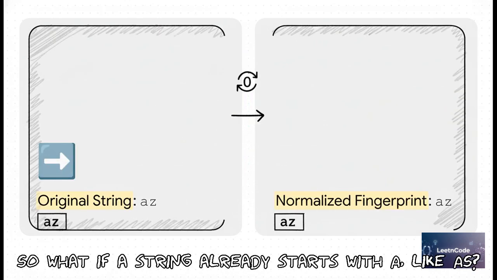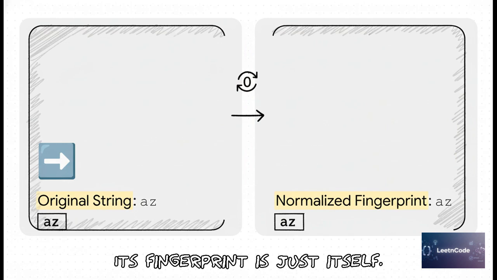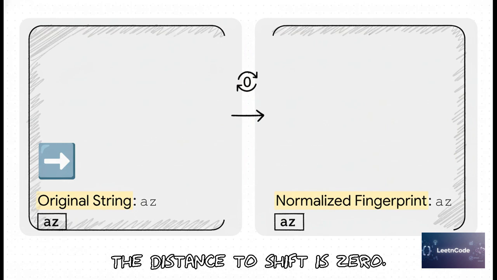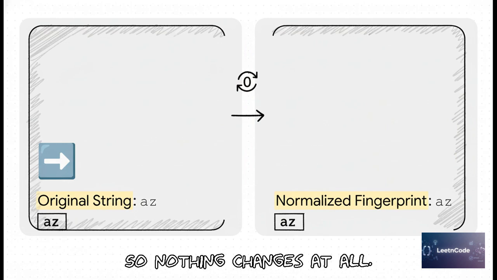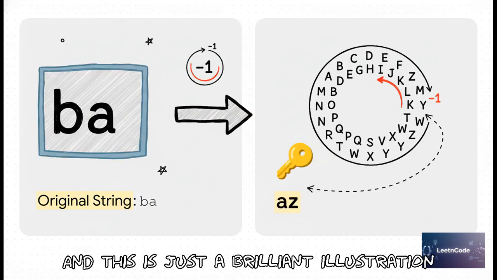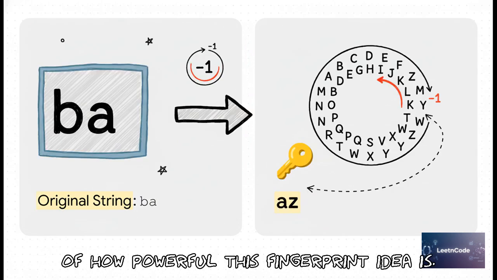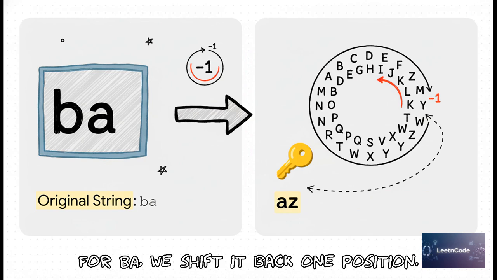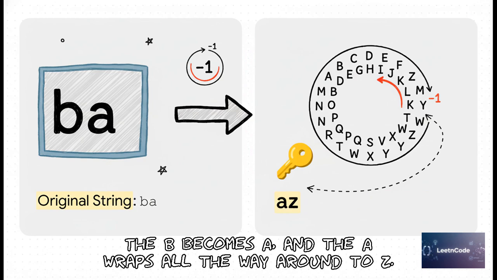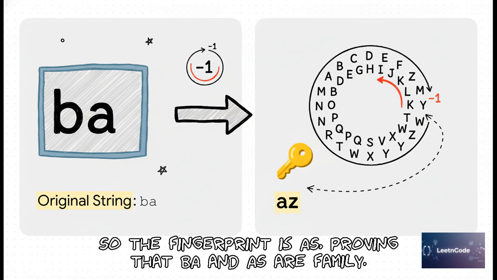So what if a string already starts with A, like AZ? Well, that's easy. Its fingerprint is just itself. The distance to shift is 0, so nothing changes at all. And this is just a brilliant illustration of how powerful this fingerprint idea is. For BA, we shift it back one position. The B becomes A, and the A wraps all the way around to Z. So the fingerprint is AZ, proving that BA and AZ are family.